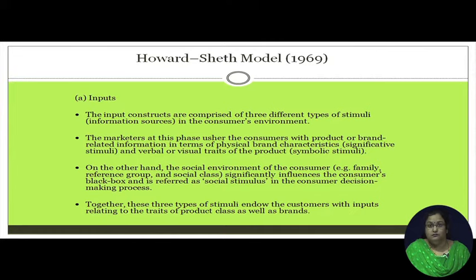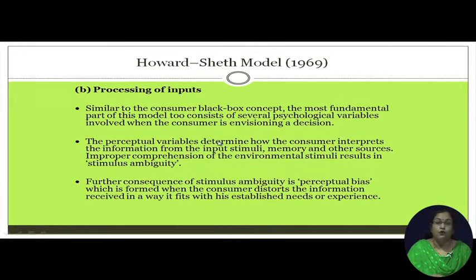Then the verbal and visual traits of the brand may be symbolic stimuli: the color, the logo, all these things. On the other hand, the social environment of the consumer, that is the family, reference group and social class, significantly influences the consumer's black box and is referred to as social stimulus in the consumer decision making process. Together these 3 types of stimuli endow the customer with inputs related to the traits of product class as well as brands. Now, how do we process this information?